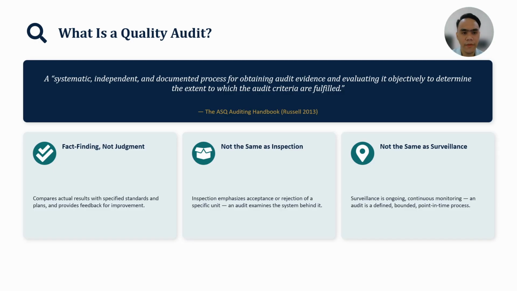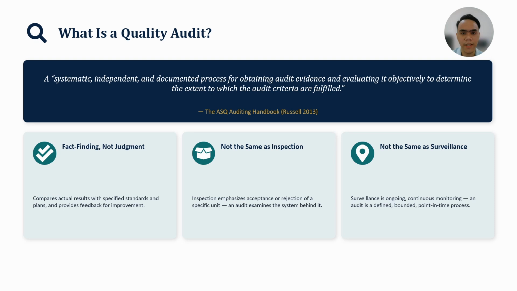So let's start with the definition from the ASQ, the American Society for Quality, in the Auditing Handbook, citing Russell 2013. A quality system audit is a systematic, independent, and documented process for obtaining audit evidence and evaluating it objectively to determine the extent to which the audit criteria are fulfilled. So that's a dense sentence. Let's unpack the keywords.